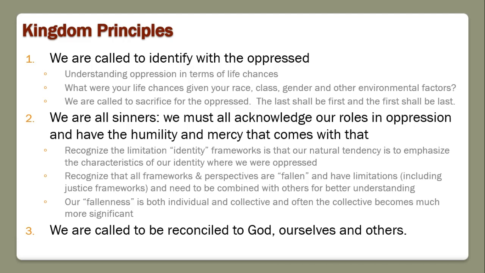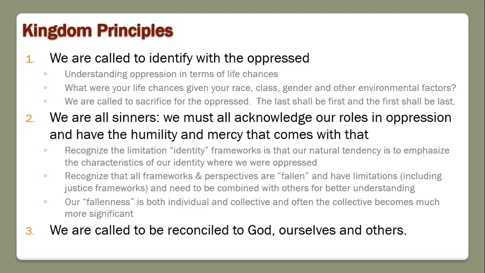But our fallen nature, our natural tendency, is to emphasize the characteristics of our identity where we were oppressed. So for me, I like to emphasize my social class background and not really talk about the fact that I'm white or male. That's just easier for me, right? Now everyone likes to do that. And the fact that we're both individual and collective, and none of these categories are ever solid lines, they're more dotted lines, means that some of us have been on both sides of the fence at some point in our life. So that's the second principle. We're all sinners, both as individuals and as groups.